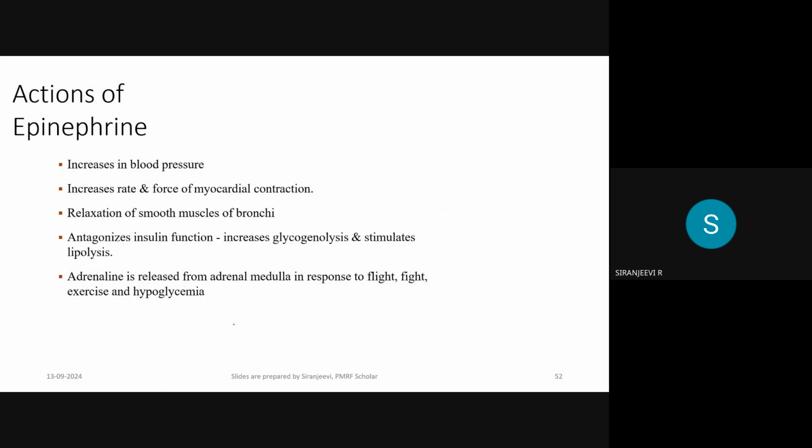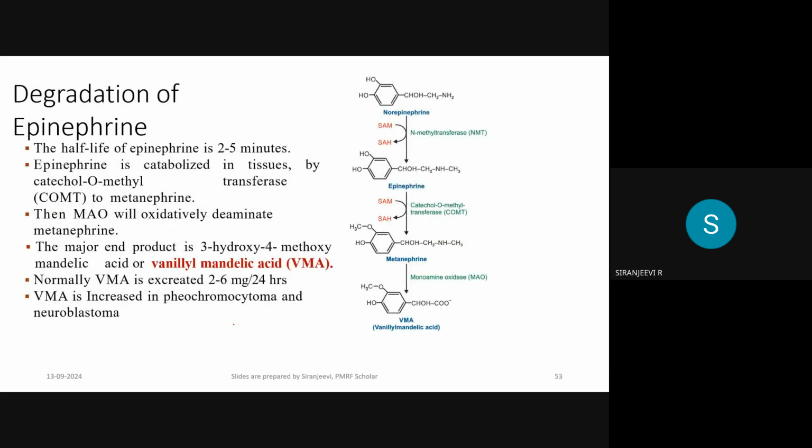If you see the actions of epinephrine, it increases blood pressure, increases the rate and force of myocardial contraction, relaxes the smooth muscle of the bronchi, antagonizes insulin secretion, increases glycogenolysis and stimulates lipolysis. Adrenaline is released from the adrenal medulla in response to fright, fight and flight, exercise and hypoglycemic states. So far we have seen the synthesis of epinephrine.